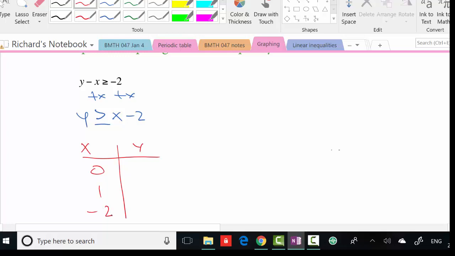I'm going to calculate some values for y based on these values for x. So when x is 0, y is negative 2. When x is 1, 1 plus negative 2 is negative 1. And when x is 2, 2 plus negative 2 is negative 4. Now I'm going to draw a sketch using these three ordered pairs that I've just calculated.